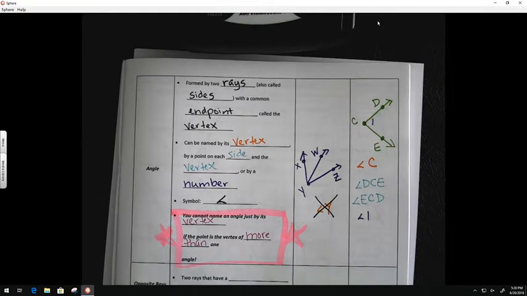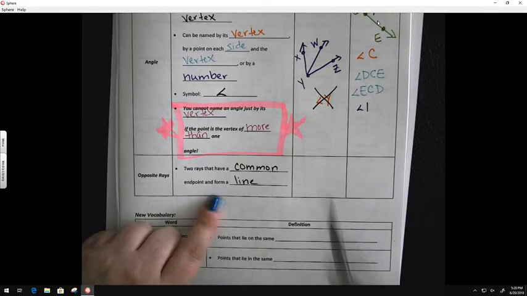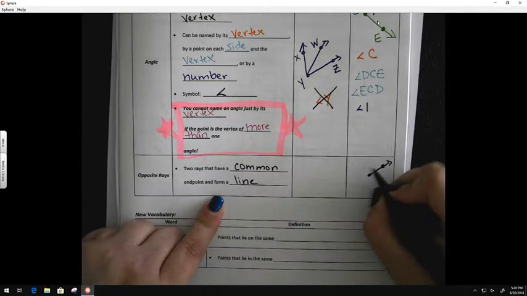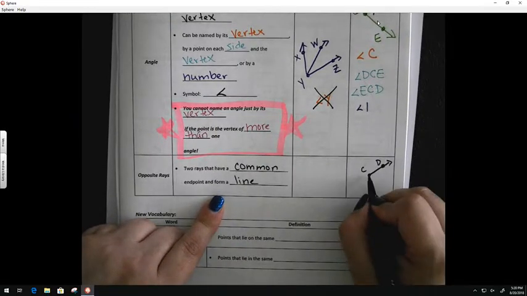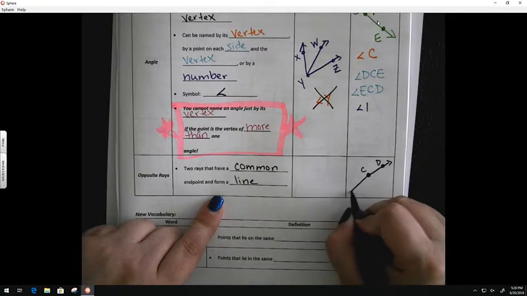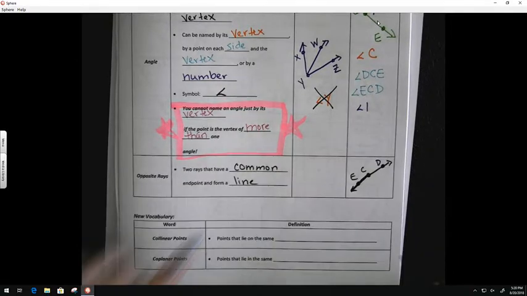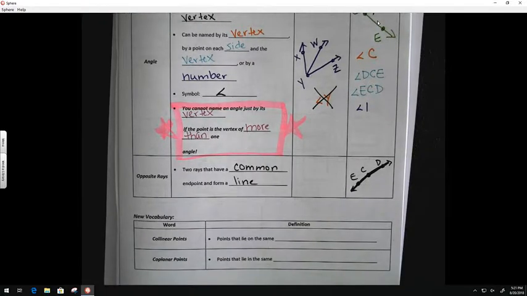Opposite rays are two rays that have a common endpoint and form a line. Okay, so let me move it down so you can see. I'm sorry about that. So two rays that have a common endpoint and form a line. So for example, if I take a ray and I point it this way, and I can call that ray CD. Okay, opposite ray means that I'm still going to start at C, but now I'm going to point in the other direction. And I can call that E, ray CE. It's not quite straight, sorry about that. But they make a straight line, okay?